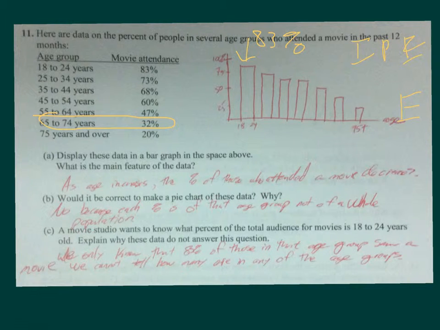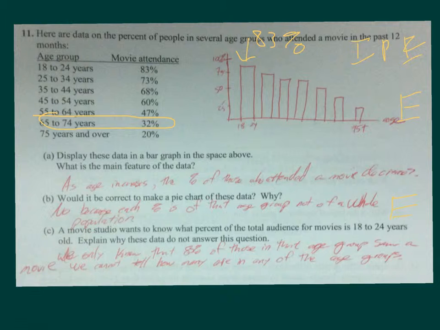So this one also, because I did it and I know what I'm doing, is an E for essentially correct. And then lastly, we have: a movie studio wants to know what percent of the total audience for movies is 18 to 24 years old. Explain why these data do not answer the question. That is actually very similar to part B. All right, explain why these data do not answer this question.